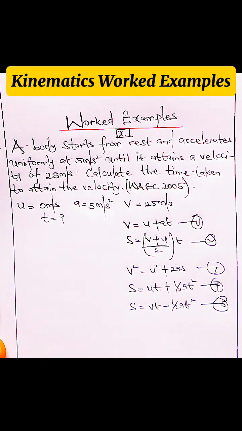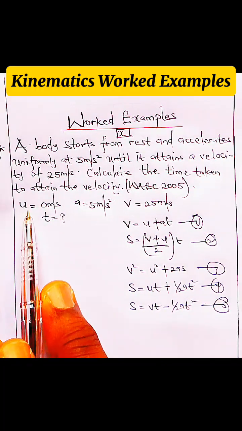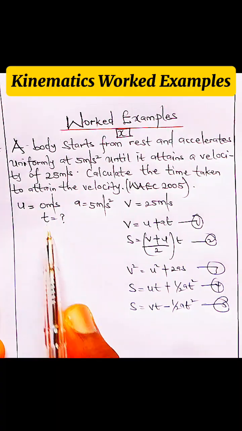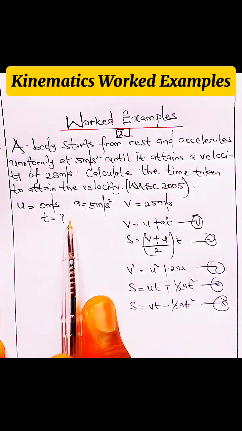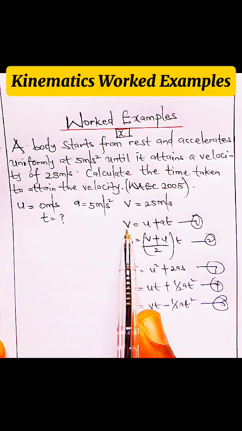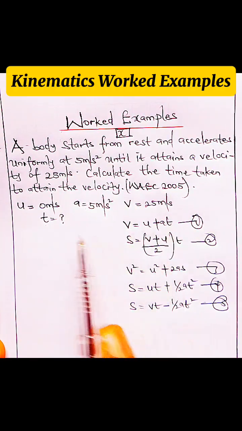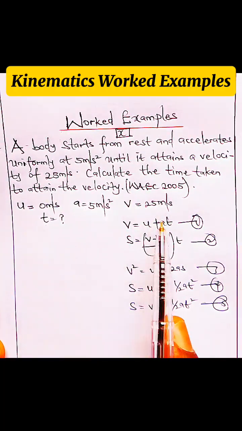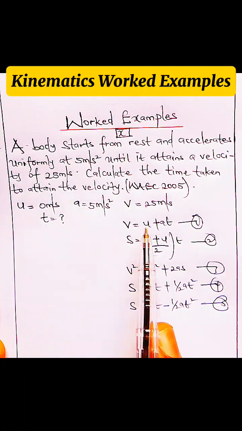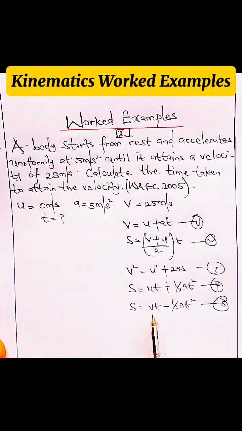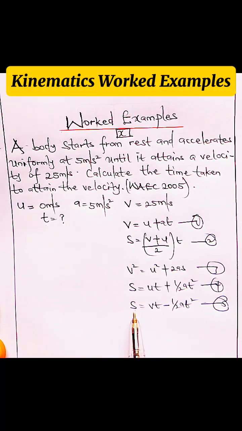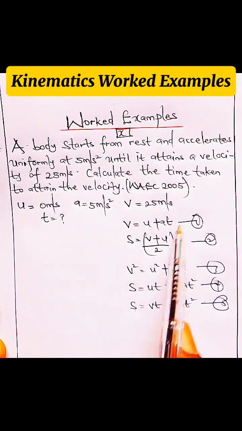So what do we do? We are looking for time. We have initial velocity, we have final velocity, we have acceleration, and we have time. Each equation has all the parameters we need. Equation 1, v equals u plus at: as you can see, there's v, there's u, there's acceleration, and there's time. So we can use this easily. We can't use some of the others because there's no distance given. So this is the best we could use.